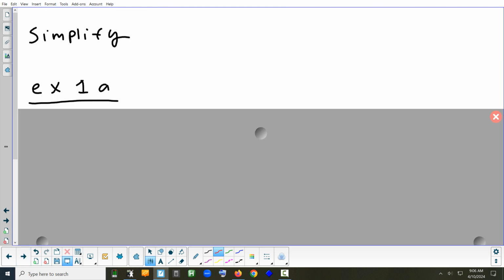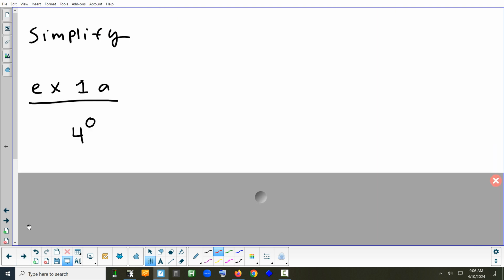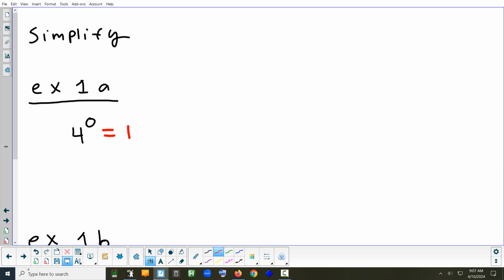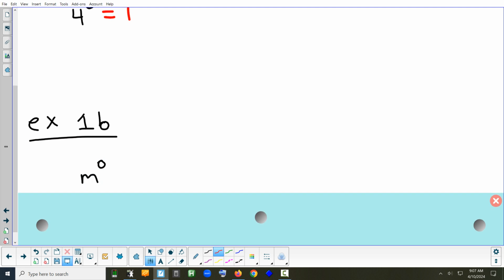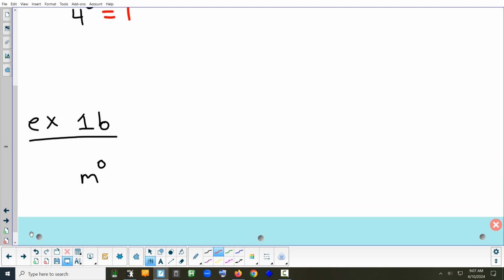All right. Let's try to simplify a few of these. This is example 1A on your guided notes. What's 4 to the 0 power? 4 or 1? 1. All right. How about m to the 0 power? 1. And we'll assume m is not the number 0, because if it was 0, you couldn't do it. So what is m to the 0 power? 1. Yep.